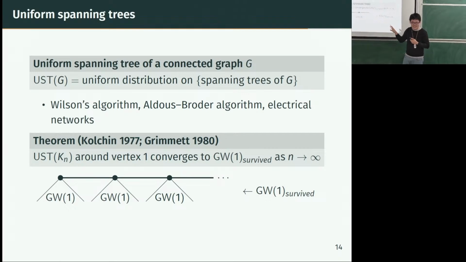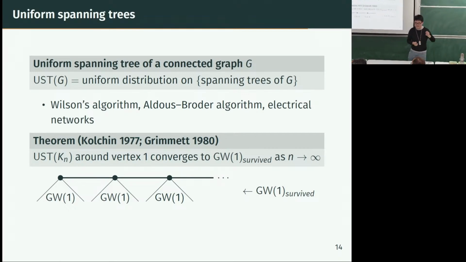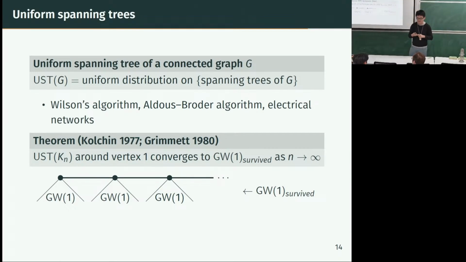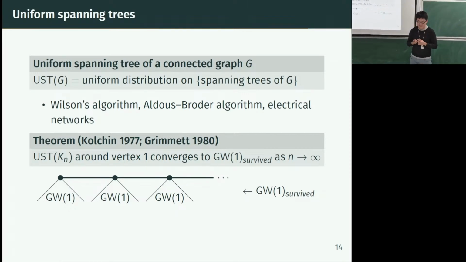I think each GW1 is always distinct, and they all look different. Only one way survives. We only condition on this, so after we choose this, we can still understand this as the first GW1.